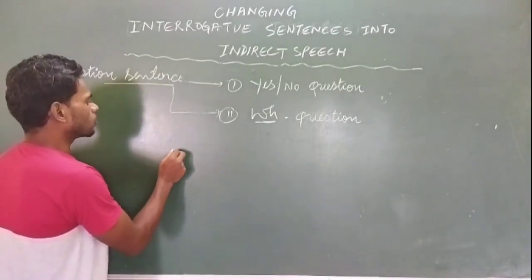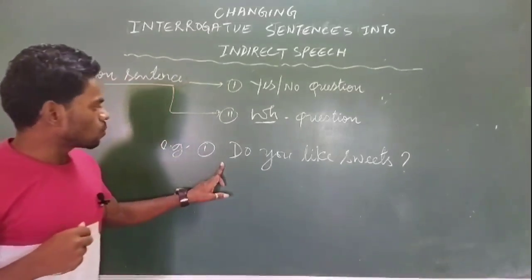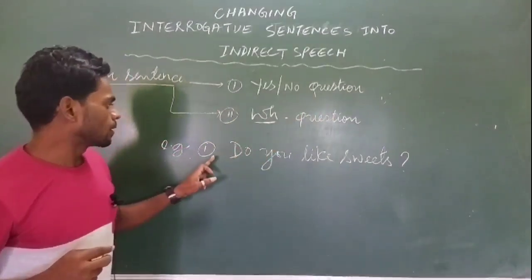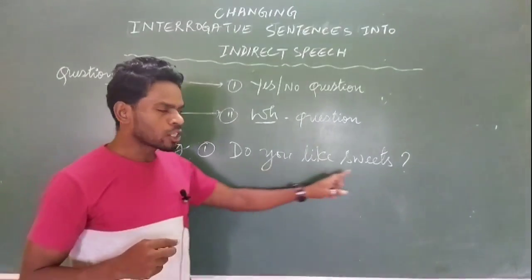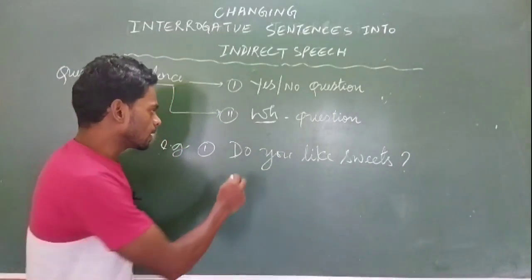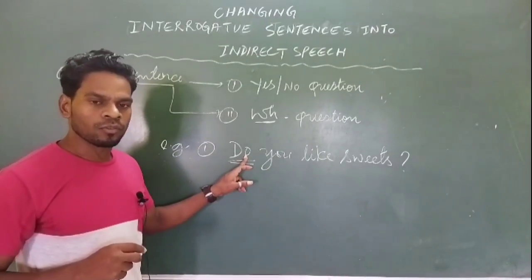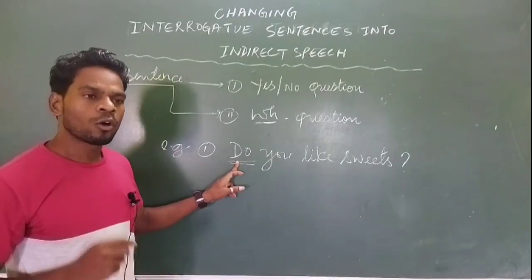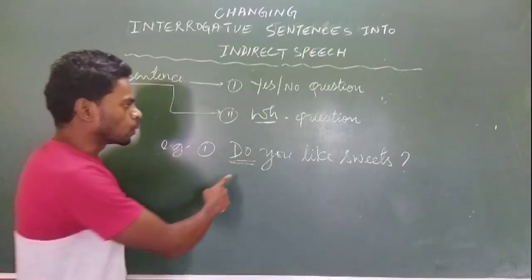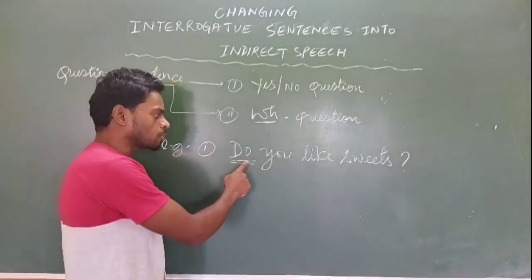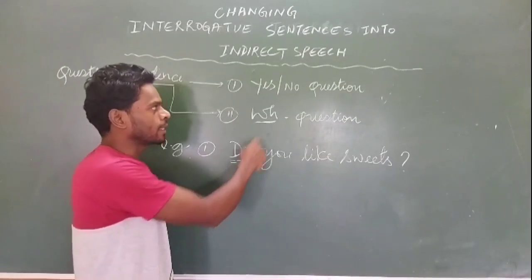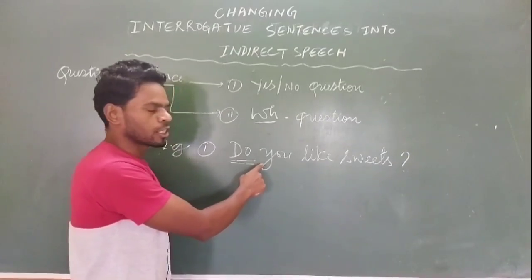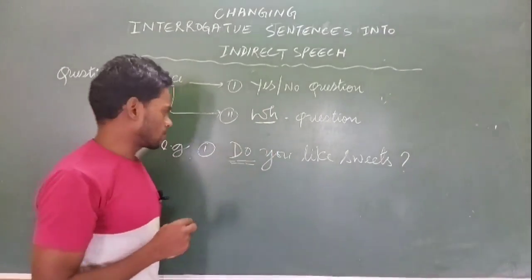Let's see an example of a yes/no question. The sentence is, "Do you like sweets?" Here, do is your helping verb. Whenever we make a yes/no question, we begin with a helping verb or auxiliary verb. When you answer this particular question, you say either yes or no. That's why this question is known as a yes/no question.